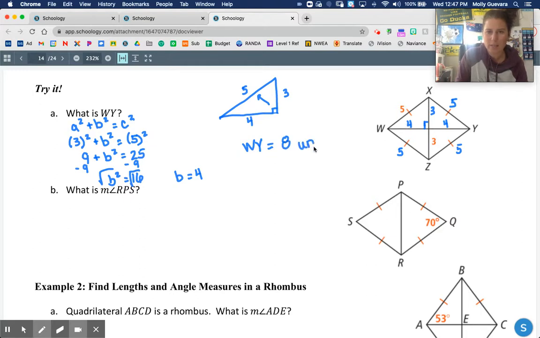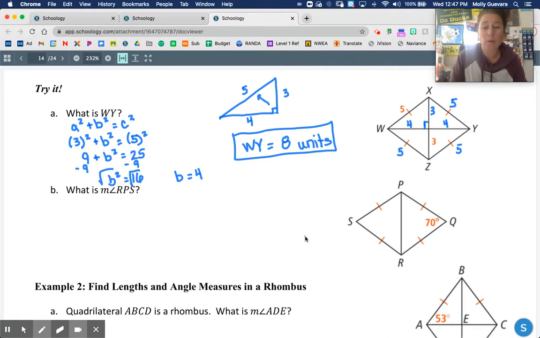And again, I don't have units, so I'm just going to write in units. So the length of WY is 8.